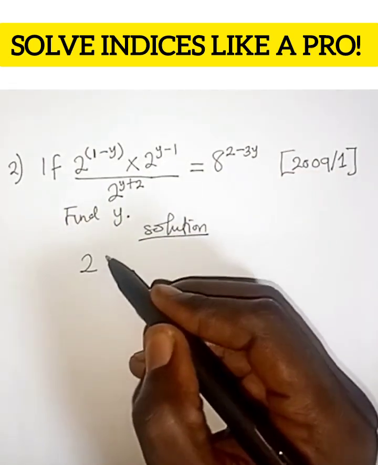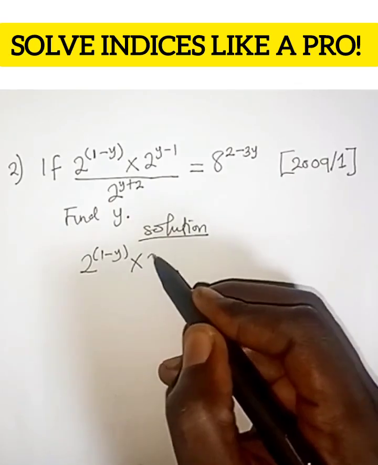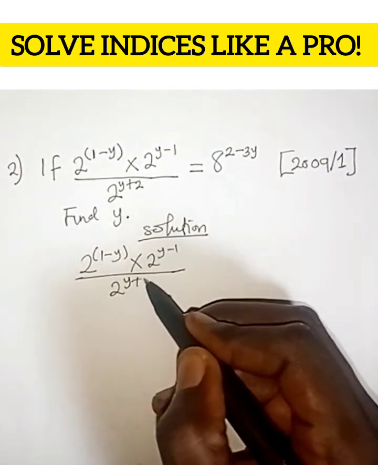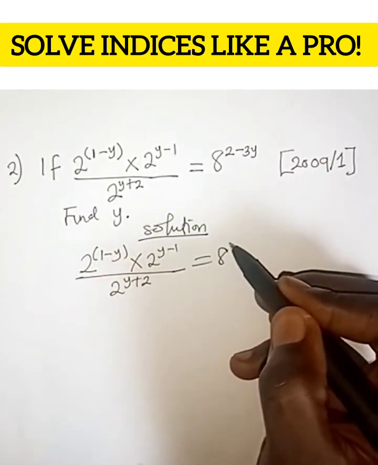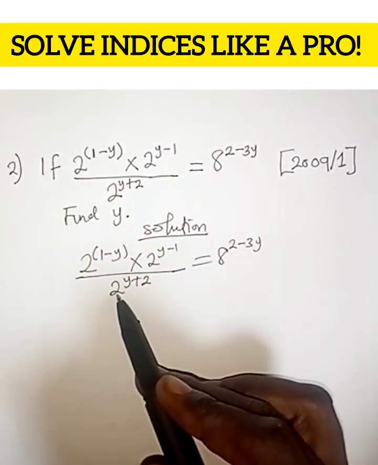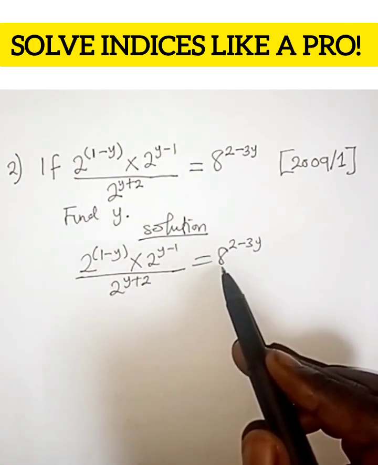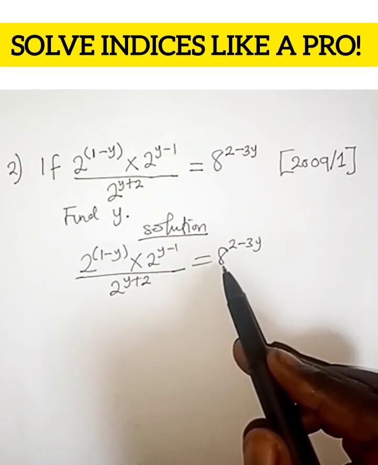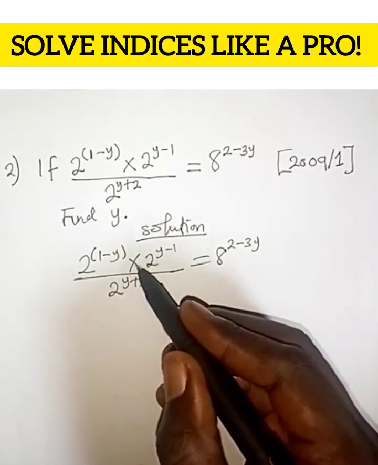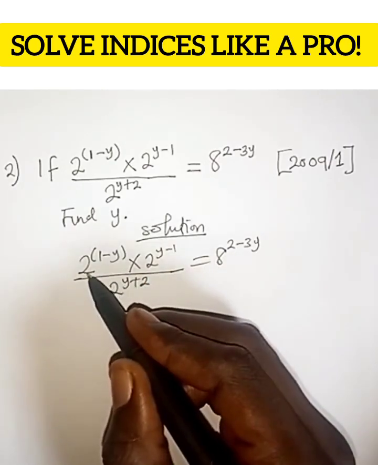We are going to have 2 raised to power this, times 2 raised to power this, over 2 raised to power this, equal to 8 raised to power this. Now if you look at this, they are already in the final base. They cannot be reduced beyond this base. But if you look at the right hand side here, 8 can also be expressed in base 2.